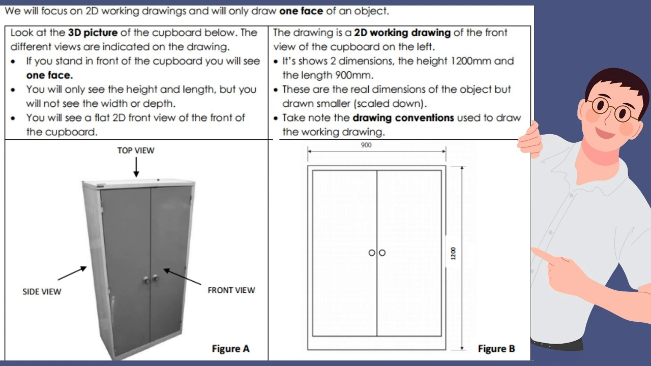The drawing is a 2D working drawing of the front view of the cupboard on the left. It shows two dimensions, the height, 1,200 millimeters, and the length, 900 millimeters. These are the real dimensions of the object, but drawn smaller, scaled down. Take note of the drawing conventions used to draw the working drawing.